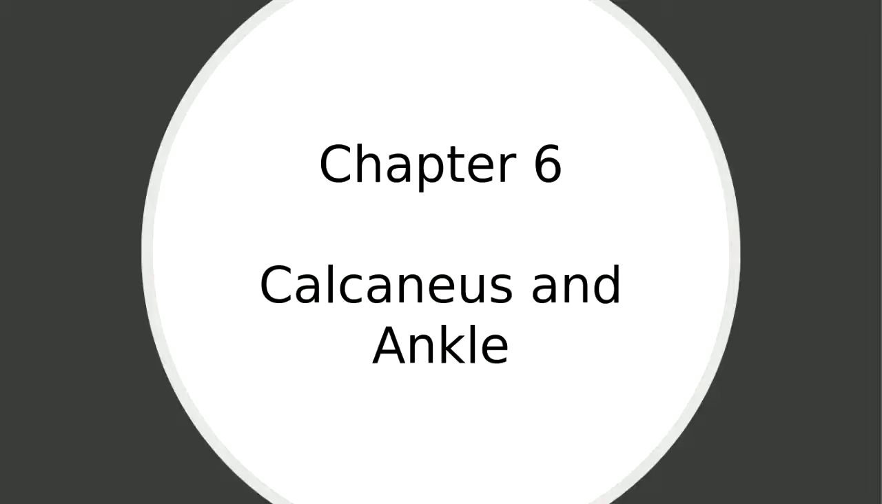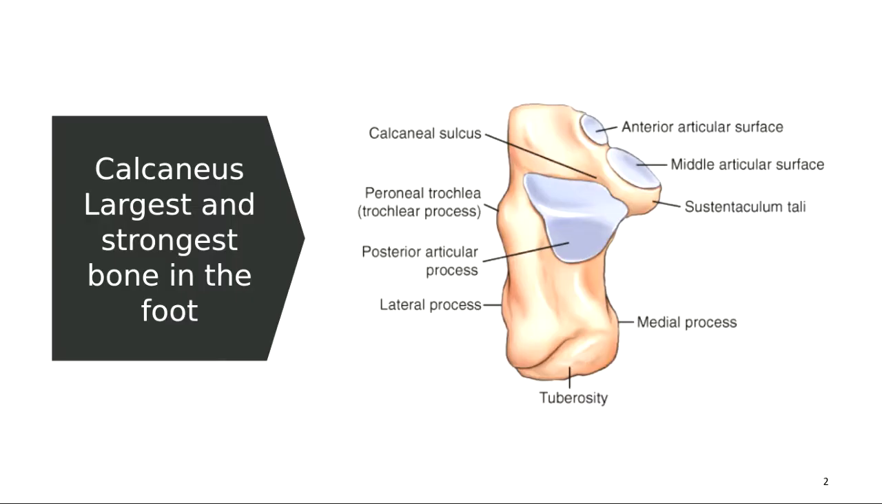Well, hello. This is a recorded lecture on Chapter 6, the calcaneus and ankle, where we will look at the anatomy of and the positioning for both the calcaneus, or the heel, and the ankle. When we look at the anatomy, this is in Chapter 6, and can be found on page 214. The calcaneus is the largest and the strongest bone in the foot.